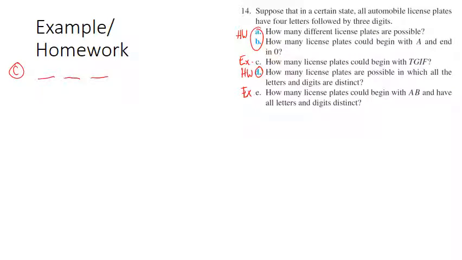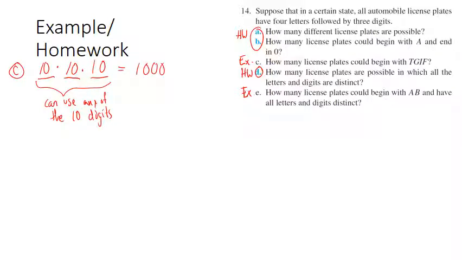And then we just have to think about how many choices we have for each of these. It hasn't given us any restrictions other than that it's 3 digits, so we can use any of the 10 digits. So I'm just going to put 10 for each of these. I have 10 choices for my first digit, 10 for my second, and 10 for my third. So this is going to be 1,000.